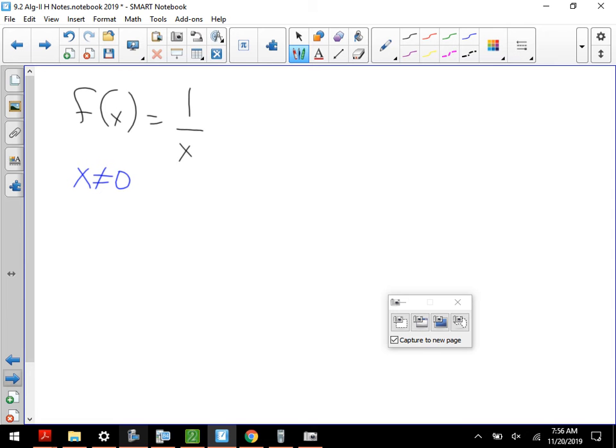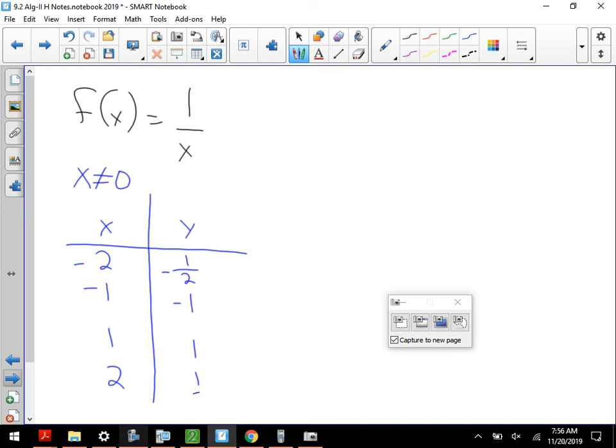All right. Then what we would do is we would pick values. You've done this before. X generates a y. You'd pick -2, -1. We can't use 0, but we'll use then 1 and 2. And it works out to be rather quick. You put -2 in there, you get -1/2, -1, 1, and 1/2.